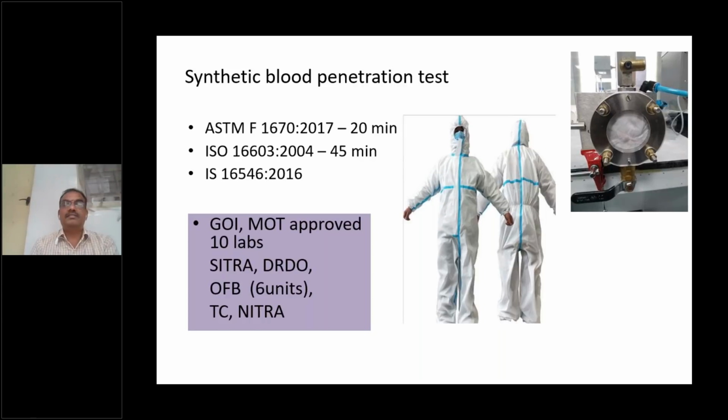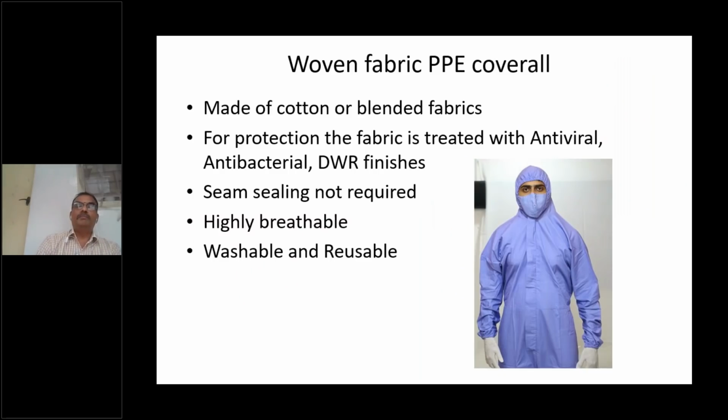This is for the domestic industry. If the UCC is awarded to the manufacturer, that particular company will be listed on their website as a reference for any other buyers. And of course, the buyer has to verify the product before they take the delivery. That is also there in the business. This is for the domestic. Next slide. The woven fabric PPE coveralls.